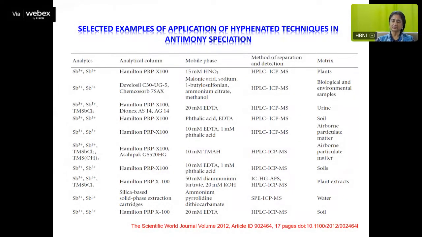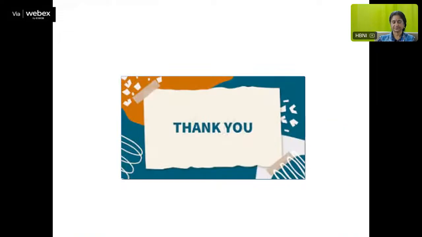Again, there is a list, also taken from a reference, of how various antimony species can be separated. These are the analytical columns, these are the mobile phases, and these are the various methods of separation. You can go through the reference if you are having any such issues. So this is all about this.